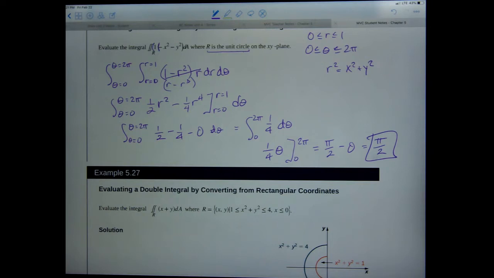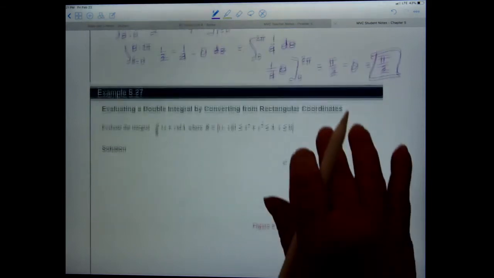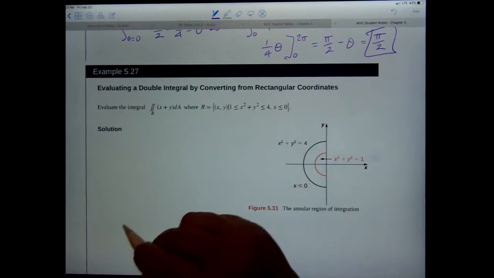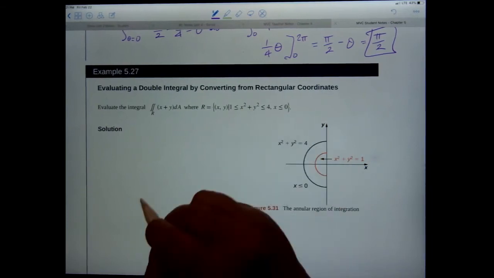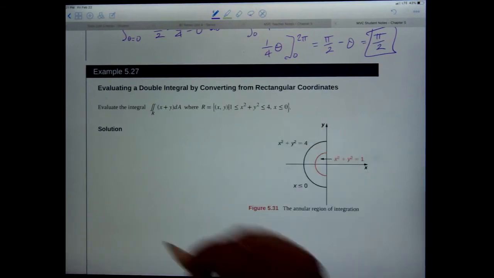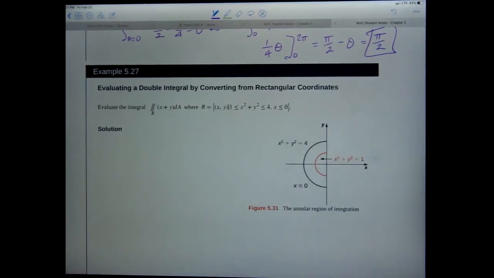Now, we're going to just set this one up, just to save time. Look what it's got here: 1 is less than or equal to x squared plus y squared is less than or equal to 4, and x is less than or equal to 0. So they're not giving me r's and thetas, they're giving me x's and y's for my limits of integration, which I need to convert to r's and thetas. Having a picture really helps.